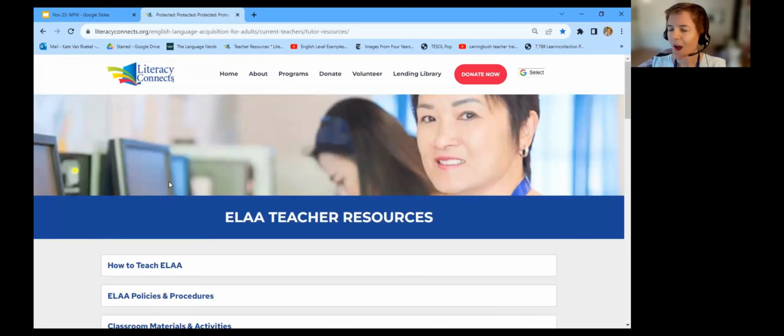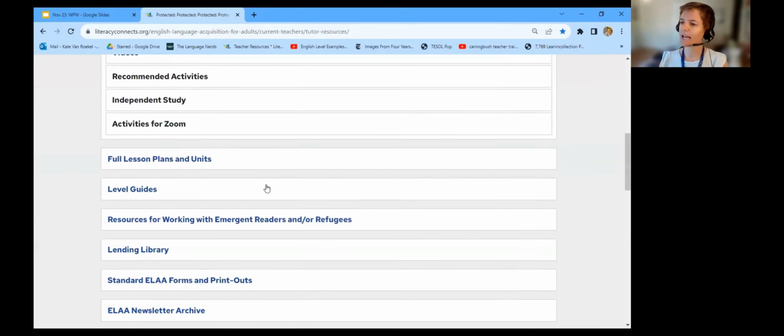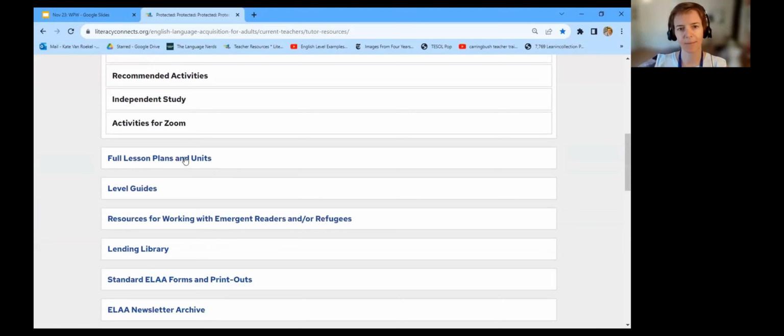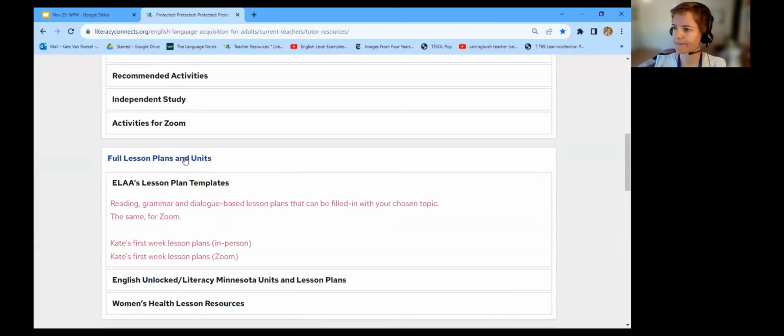So you may be wondering how to do this. Luckily, we have done all of this for you. So let's take a look. This already exists on the teacher resources page. Let's look at where you can find it. Okay, so here I am on the Ella teacher resources page. I'm going to scroll down here to full lesson plans and units. And here we have reading, grammar, and dialogue-based lesson plans that can be filled in with your chosen topic. These are for in-person, these are for Zoom.